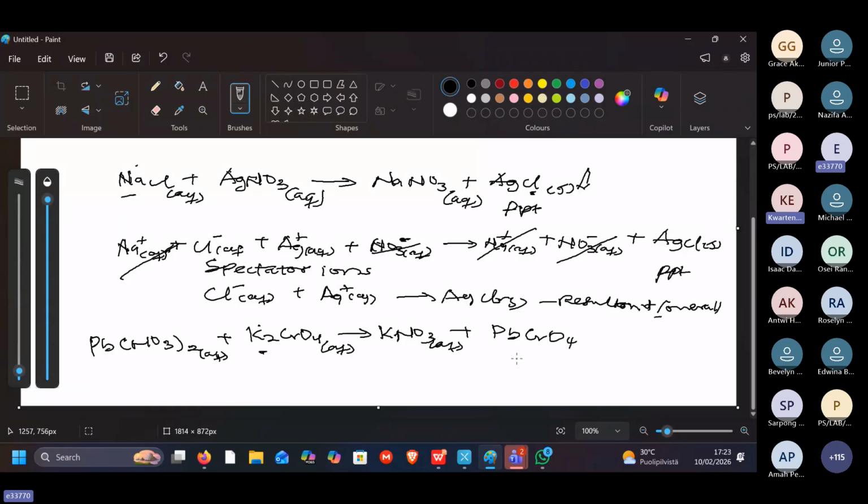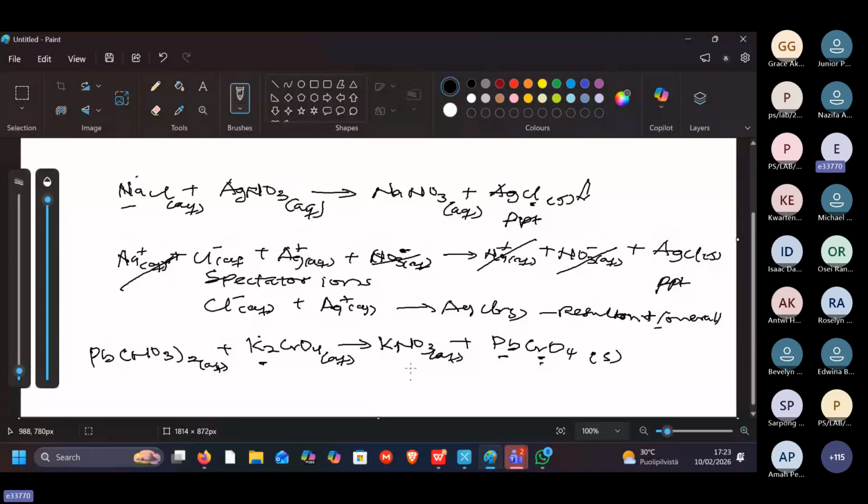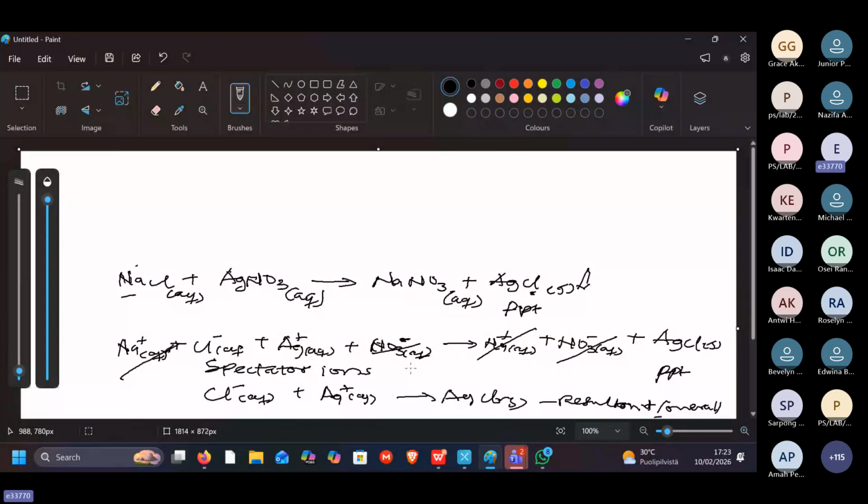How about the lead chromate now? Solid. Yes. Well, how did we end up saying it is solid? Chromates are all going to be insoluble. The only exception is if the chromate comes into contact with group 1 or ammonium, and this is not group 1. So this is going to be insoluble. So again, we can write the ionic equation for that.